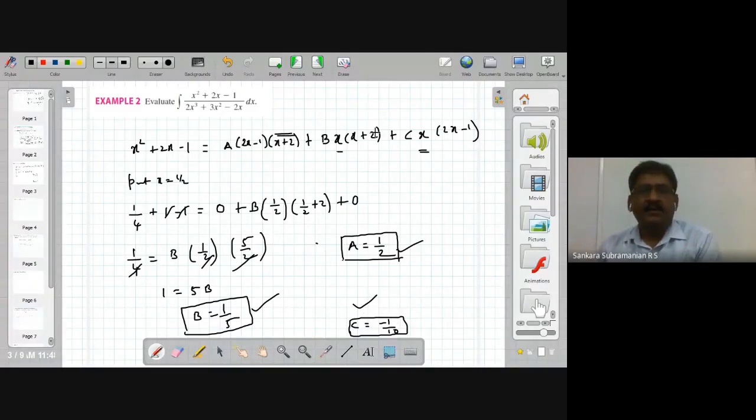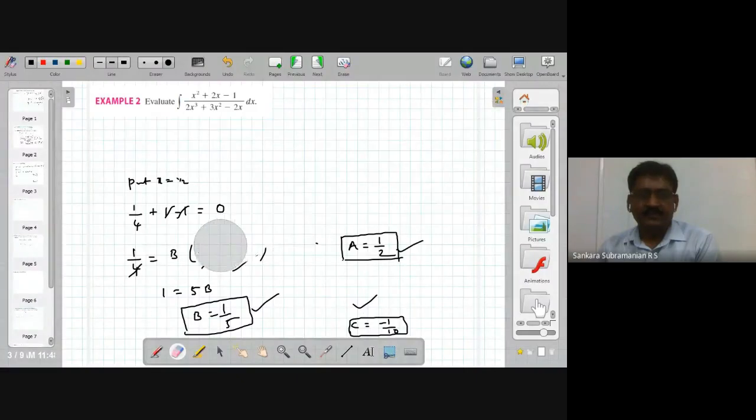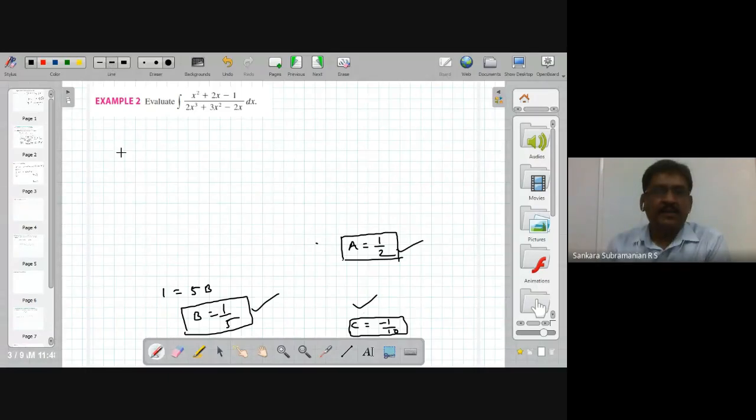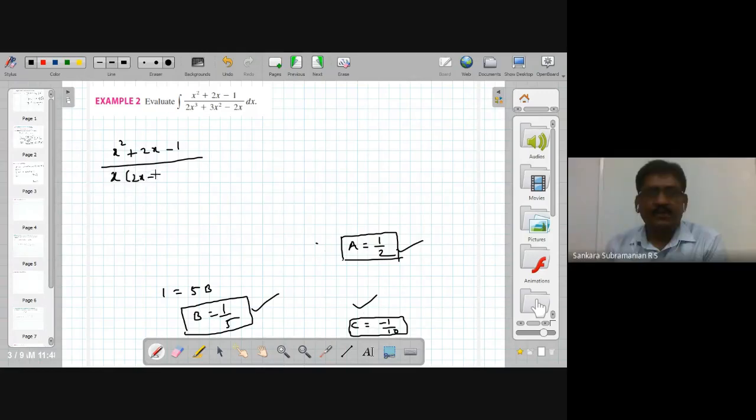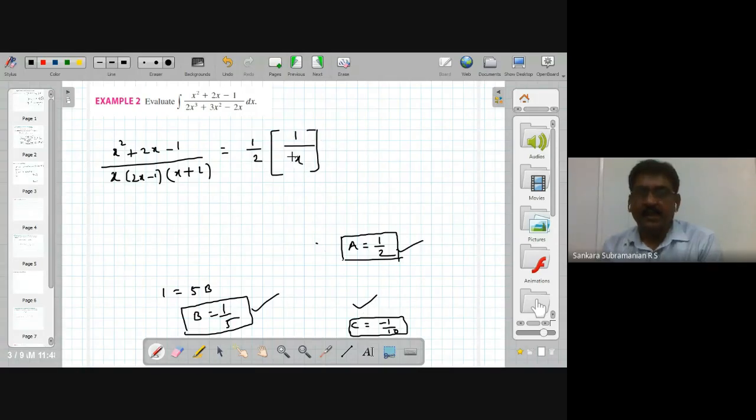Okay, let us go for the substitution, right? You have to take the original equation. What is that original equation? On the left hand side, I have x square plus 2x minus 1 divided by, can you help me? What is that? x into 2x minus 1 into x plus 2, equal to a by x, that you can write as a into 1 by x.